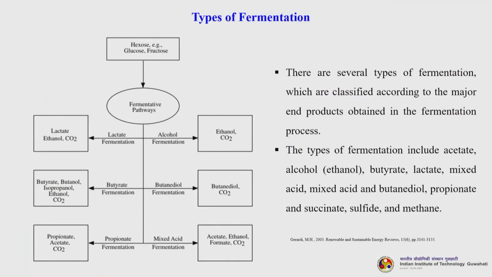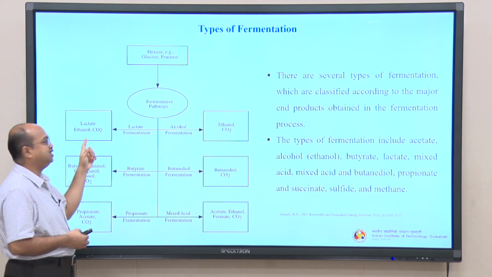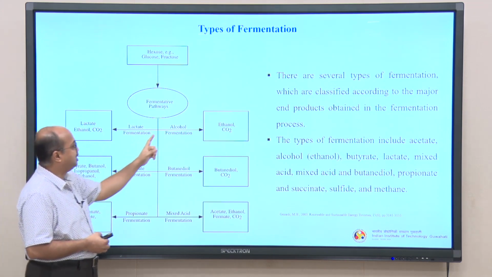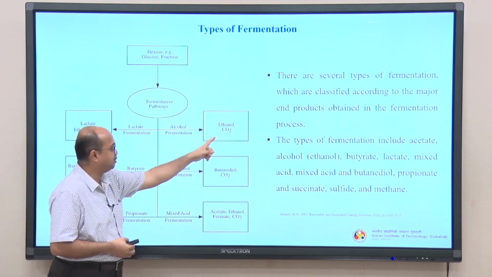So, we can have a look at the different types of fermentation. This is presented in a nice scheme. The different pathways are when you degrade hexoses, for example glucose and fructose, through different fermentative pathways. So, these are the different paths. When you go for the lactate fermentation, you get lactate, ethanol and carbon dioxide. When you go for the alcohol fermentation, it is ethanol and carbon dioxide.